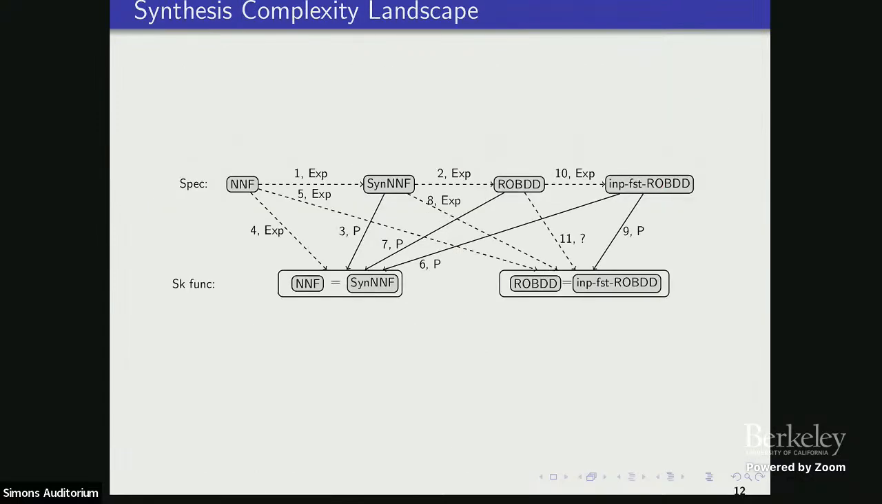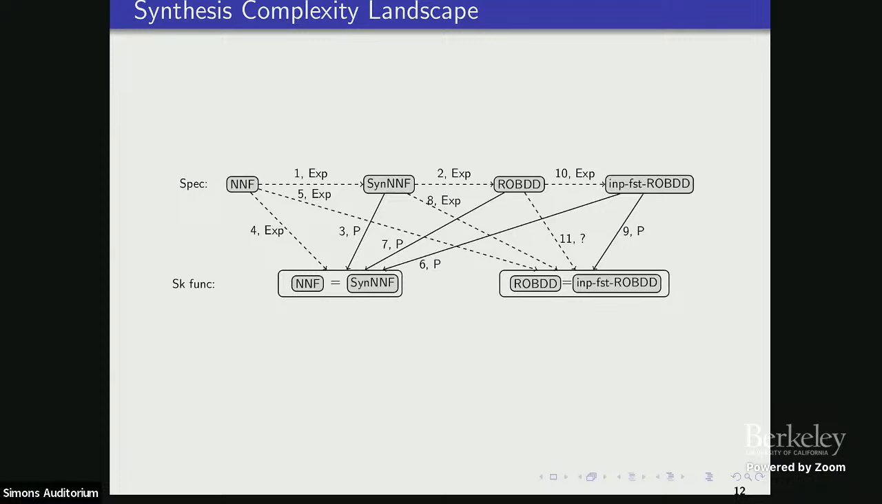Okay, so we've already seen that from input first ROBDDs, if I want the Skolem functions to be synthesized as ROBDDs, I can do it in polynomial time. If I have an NNF circuit representing the specification, and I want the Skolem function as NNF circuits, so these dotted lines mean these are conditional exponential bounds. There are complexity theoretic conjectures, as I showed earlier.